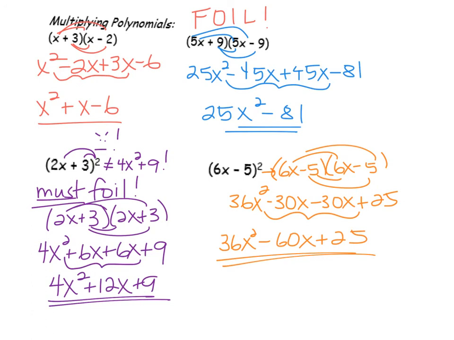Write it out twice in FOIL, and you get that middle term that you wouldn't have gotten otherwise. 2x plus 3 quantity squared equals 4x squared plus 12x plus 9. Following that same idea for 6x minus 5 squared, you would get 36x squared minus 60x plus 25. Please make sure you have these examples written out in your notes. If I check them, this is what will count for full credit. In class, we'll finish the rest of the notes and then you'll be able to work on your homework.